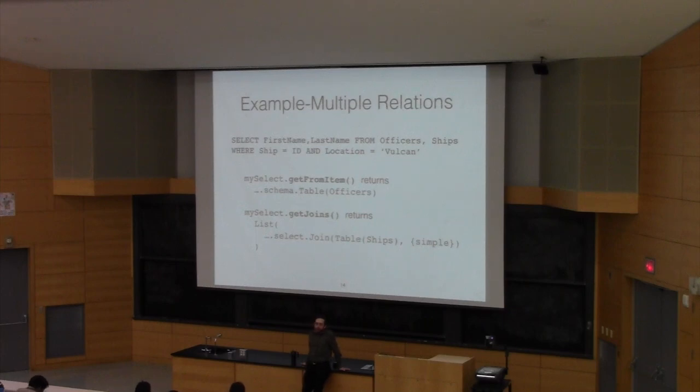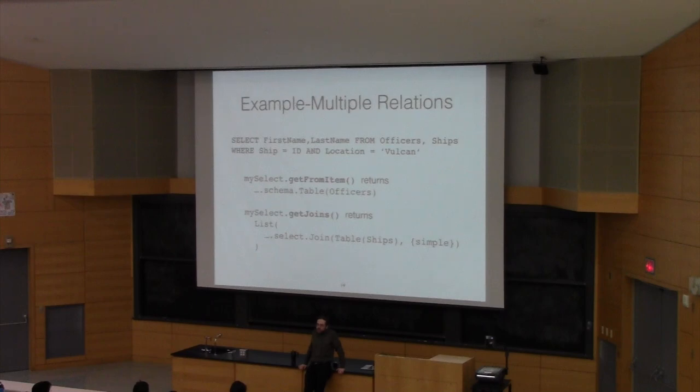The query is computing an equi-join, but with respect to the source list, the equi-join is in the where clause. So this query directly translates to project first name, last name, select ship equals ID, cross product between officers and ships. We'll talk about how to rearrange the relational operators. That's a great observation.